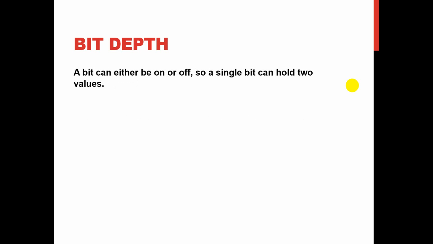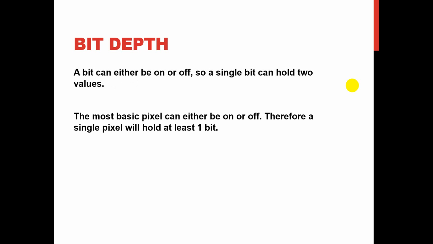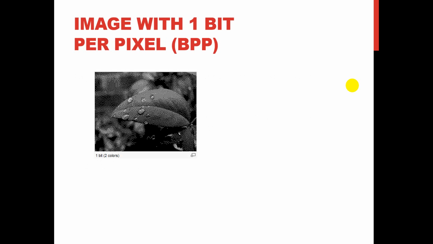A bit can either be on or off, nothing else. So a single bit can hold two values. The most basic pixel can either be on or off. Therefore, a single pixel holds at least one bit of information. If you're talking 1 bit, the smallest bit depth you can have, that will mean this pixel's color is either on or off. So one pixel equals 0 or 1.